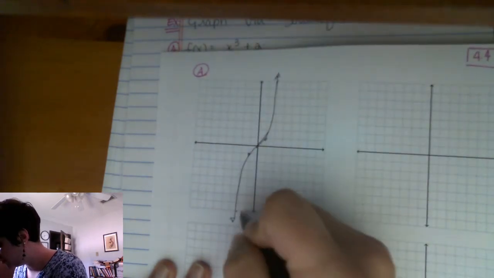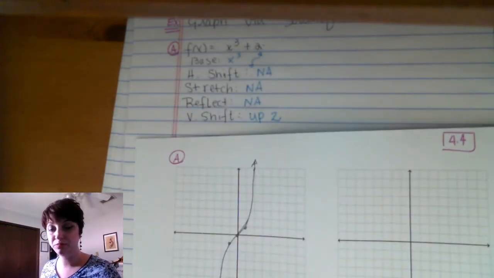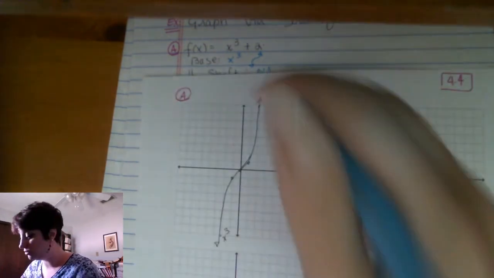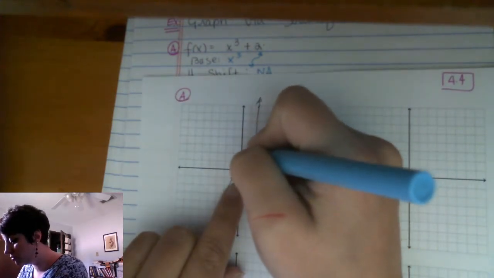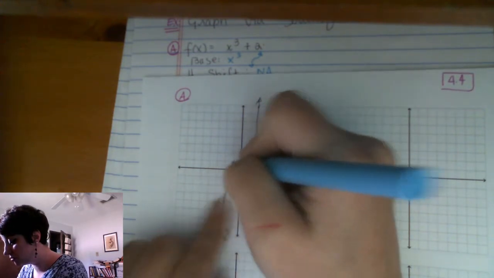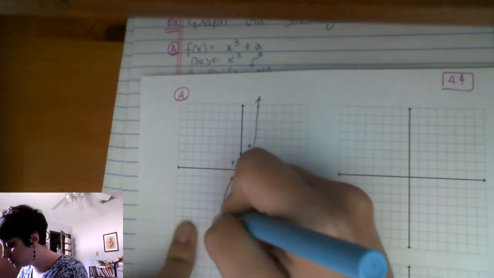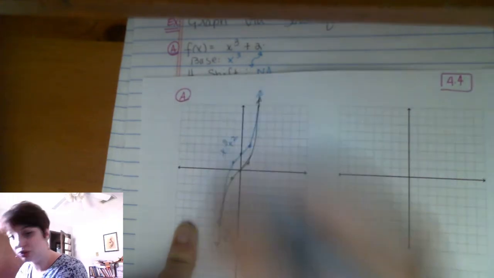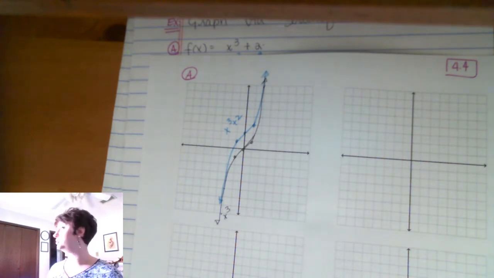Okay, so this is my parent function, x cubed. It starts like this. What do I do? I move it up 2. So I'm going to pick up each point, and it moves up 2. So this one goes up 1, 2, up 1, 2, up 1, 2. So x cubed plus 2 is my blue function. It's the same shape, it's just been moved up by 2.